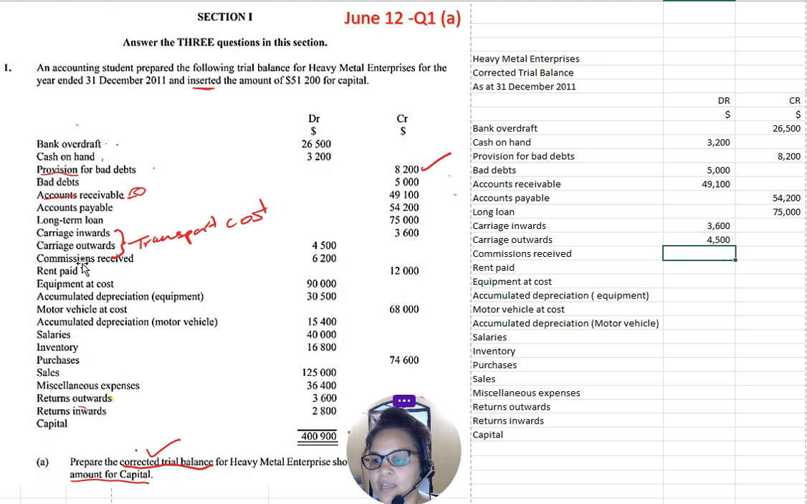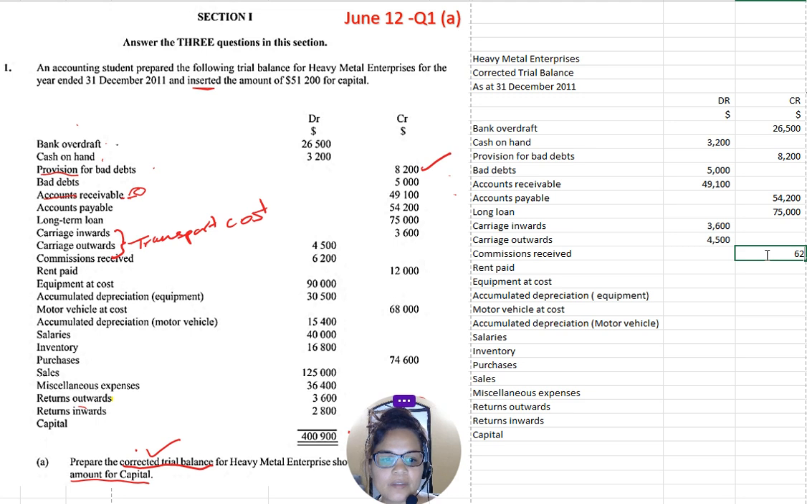Commissions received. Now, commission received is almost like an income, like a revenue gain, like an increase in your revenue value in your trading profit and loss account. So commissions would be represented almost the same way as sales is represented. And sales is a credit value in your trial balance, not so? So commission received would be a credit balance in your trial balance.